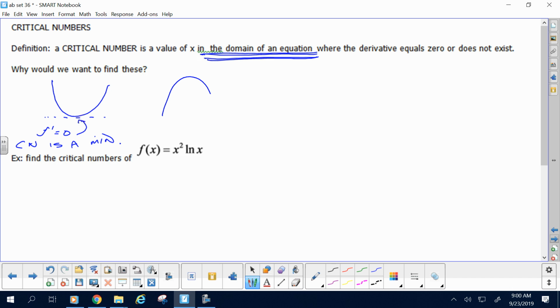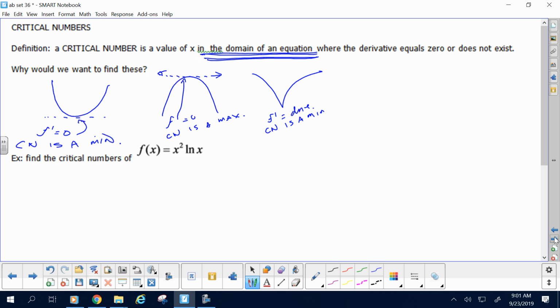It's also possible that I could have a place where the derivative is 0, and that critical number is a max. It's possible that I have a sharp turn. In that case, the derivative is not 0, but undefined or does not exist, and therefore it's a critical number, but that critical number is a min.